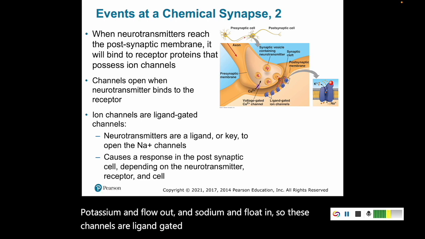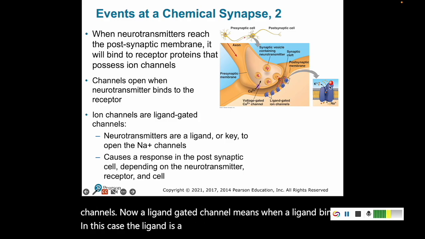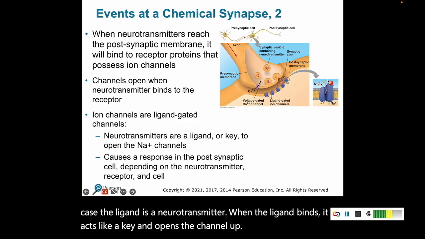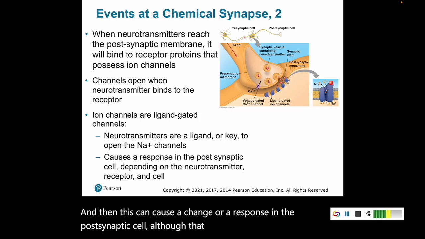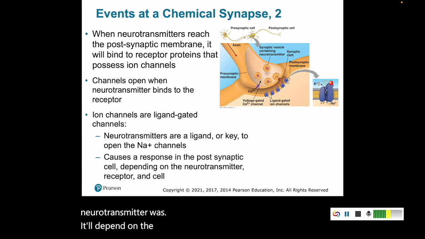So we just talked about voltage-gated channels. Now a ligand-gated channel means that when a ligand binds, in this case the ligand is a neurotransmitter, when the ligand binds, it acts like a key and opens the channel up. And then this can cause a change or a response in the postsynaptic cell, although that will depend on what the neurotransmitter was. It'll depend on the receptor, and it'll depend on the cell.